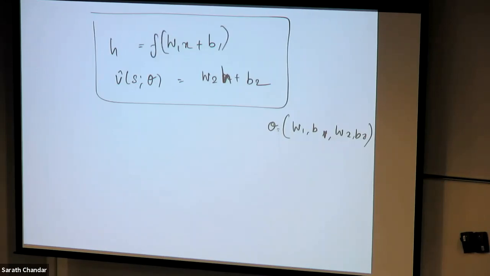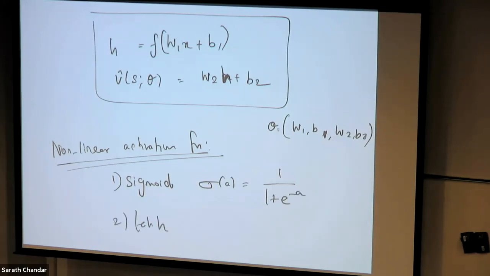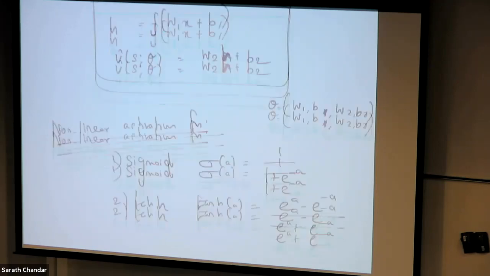Now, this nonlinearity, we're going to call some nonlinear activation function. Okay, there are many nonlinearities that people use in the literature. So for example, you could use sigmoid function, which is sigma of A is equal to 1 by 1 plus e power minus A. Or you could use tanh function. So tanh of A is given by e power A minus e power minus A by e power A plus e power minus A, okay.